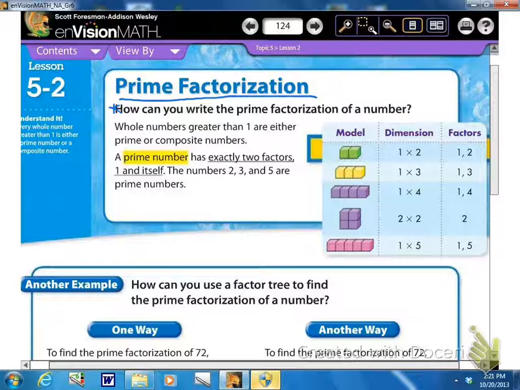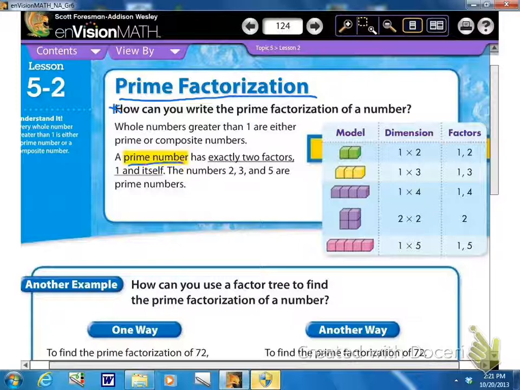So whole numbers greater than 1 are either prime or composite numbers. Notice that they say greater than 1. 1 is considered neither prime nor composite. So we're looking at numbers greater than 1. So remember that 1 is neither prime nor composite.